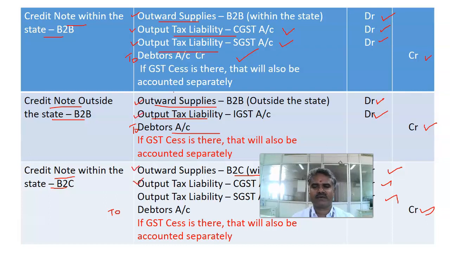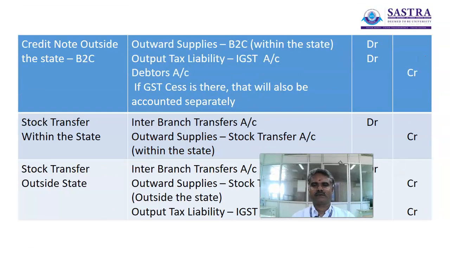Here you have to understand what is debit note and credit note. It is very, very important. For a debit note, a further entry will be passed. For a credit note, the cancellation entry will be passed. Very simple. So these are all the four items we have discussed. Next one, credit note outside the state, B2C, same entry.